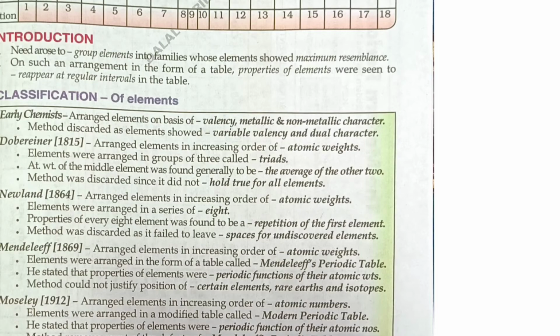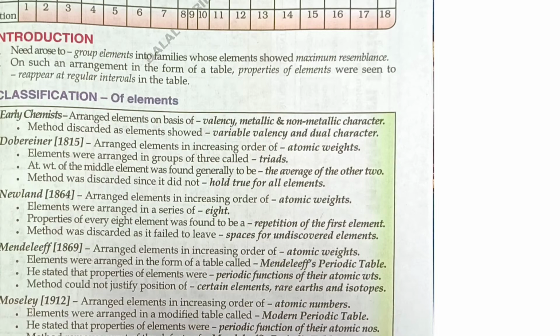Elements were arranged in groups of 3 called triads. So he made triads, that is a group of 3 elements based on their atomic weights. The atomic weight of the middle element was found generally to be the average of the other two. Means if we take the average of the atomic weights of the first and third element, we'll get the atomic weight of the second element. So that was Dobereiner's triads.